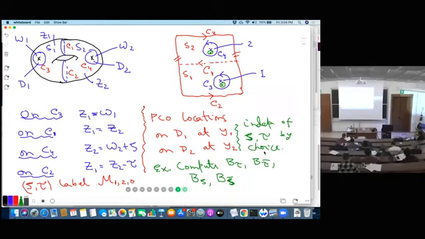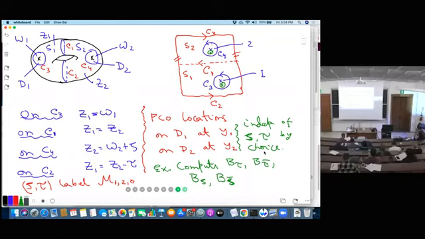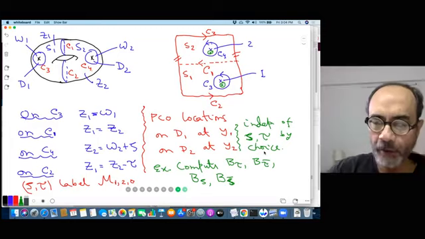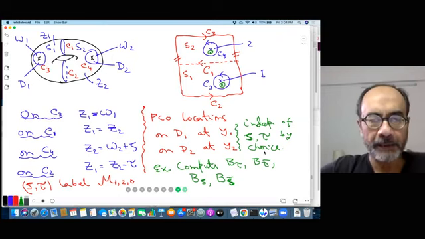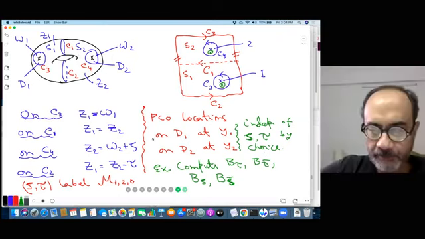Ashok, question. Yes. Is the choice of putting the PCOs inside the local coordinates a free choice, or are you obliged to do this? No, it's a free choice. I could have put them on S1, not on S2. So that's also a choice.